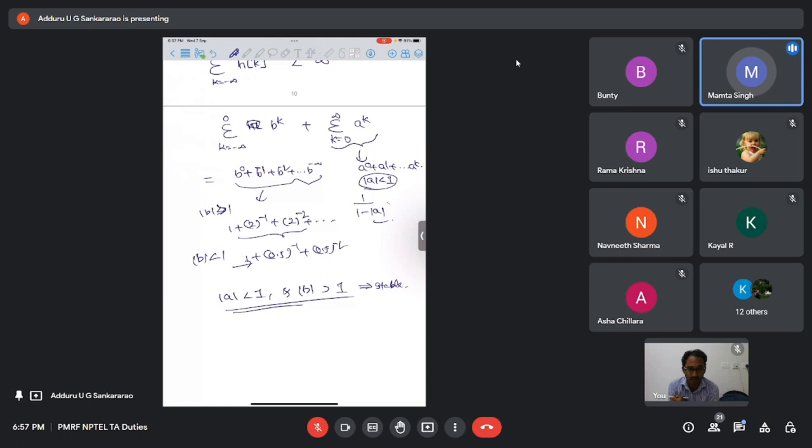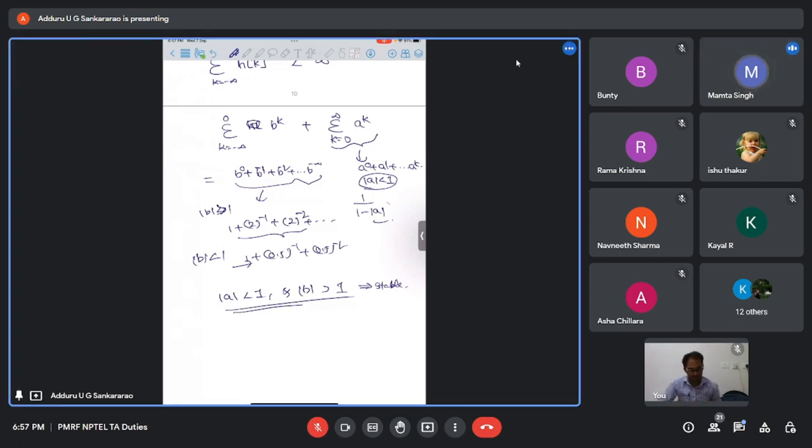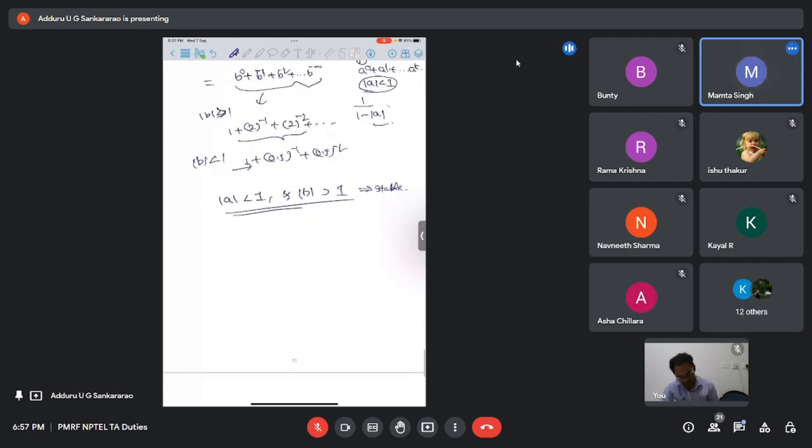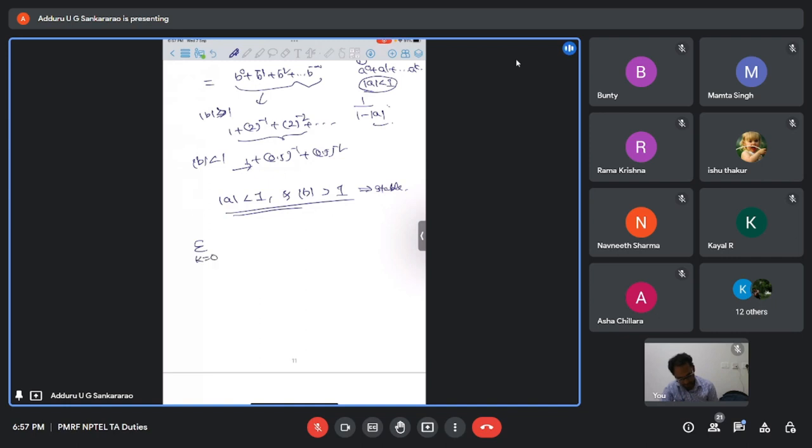Sir, can you explain again how mod A less than 1 and mod B greater than 1 produces a finite value? Yes, you see here, the sum for k equal to 0 to infinity of a power k is a power 0 plus a power 1 plus a square plus a cube and so on. Suppose mod a is greater than 1, let us say mod a equal to 2. Then we get 1 plus 2 plus 4 plus 8, up to infinity. It is an infinite quantity.